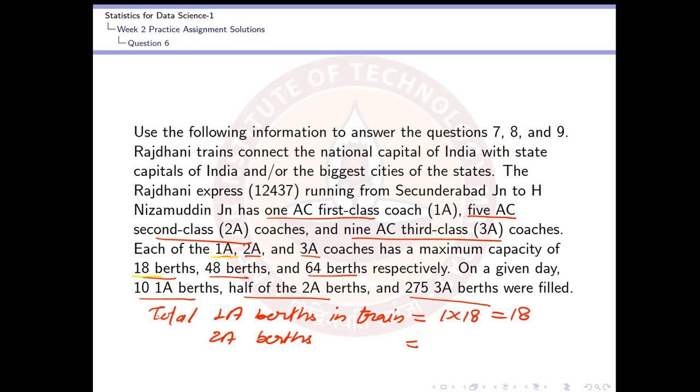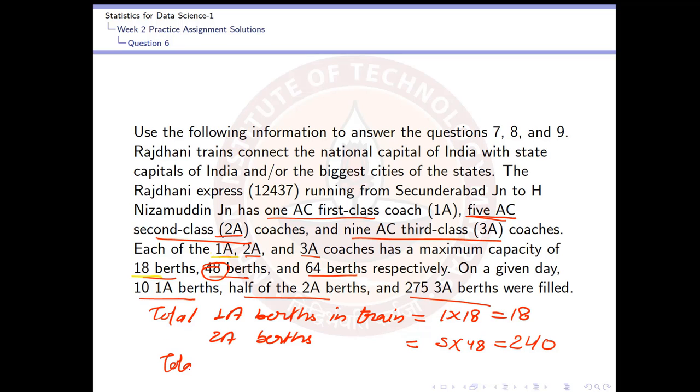in the train, because the train has 5 second class coaches and the maximum capacity of each second class coach is 48. So total 2A berths in the train will be 5 into 48. That will be your 240 berths.